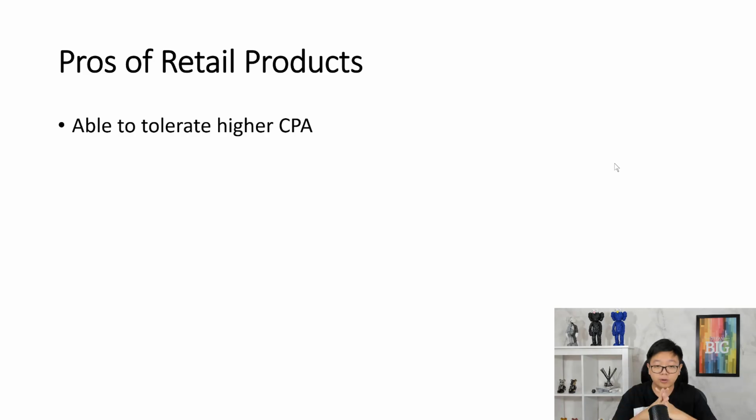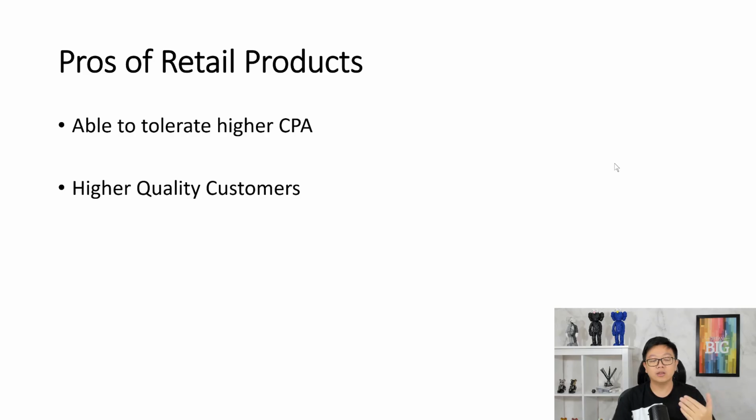Okay, but for retail products, let's say you're selling something for $30, and your product cost is probably just $5, and you could spend up to $25 in CPA, but in order to make a margin, you will cap it at $20. So that is the difference between retail products and free plus shipping products. I still prefer retail because I could tolerate higher cost per acquisition. You get higher quality customers at the same time as well.